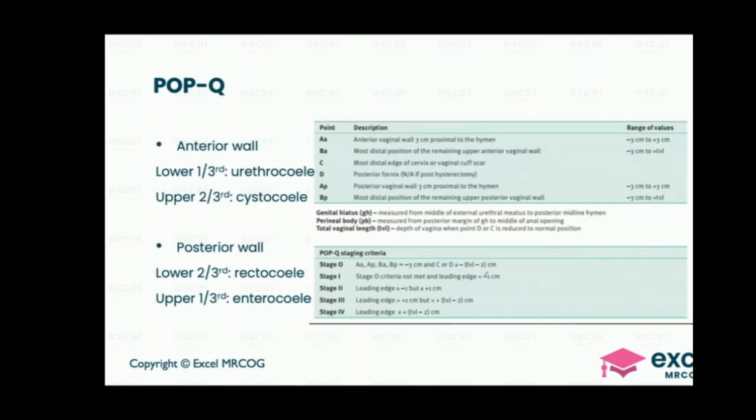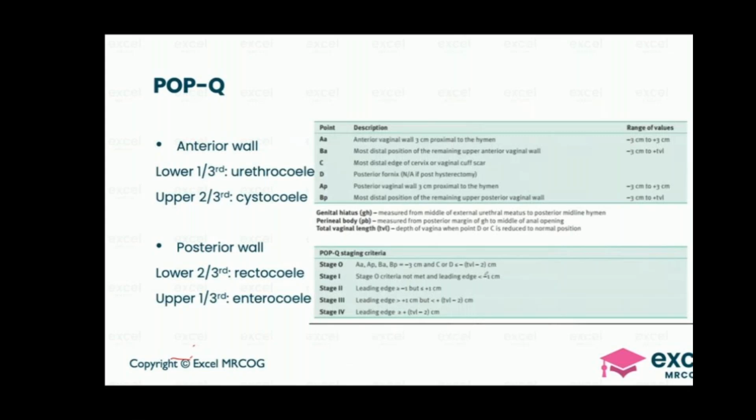So how do you quantify prolapse? Basically, the significance of this is that if it is the anterior wall, in the lower part it is usually a urethrocele, and in the upper part it is a cystocele. Similarly, on the posterior wall, the lower 2/3 is rectocele and the upper 1/3 is enterocele. It is just the opposite on the anterior and posterior wall. But what is important here is that you need to know the staging, because they may give you the values of AA, AP, and so on.